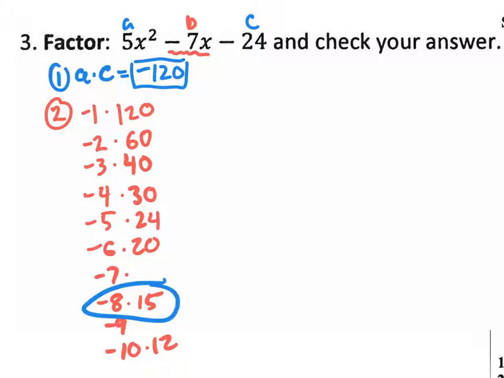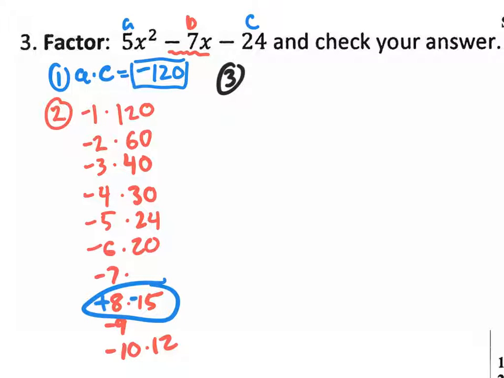Oh, wait. I do have to change signs, don't I? If I combine negative 8 plus 15, that'll give me a positive 7. And it is a 7, but it should be negative. So I have the right numbers, I just have the wrong signs. So let's change that to a plus 8 and a minus 15 instead of a negative 8 and a positive 15.